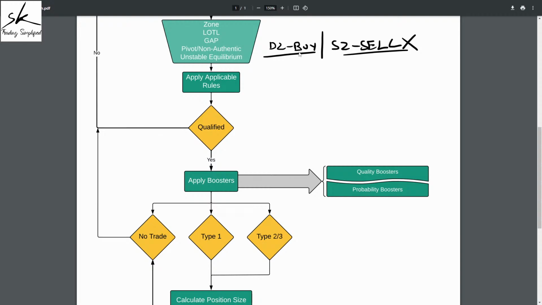Once the zone has been identified, the next step is to qualify it. And for qualification, we have a two-step process. In step 1, we'll qualify it based on certain conditions. And in step 2, we'll qualify it based on the booster scoring, where we will be understanding its quality and the probability factor. Based on these factors, we will make our decision whether we want to use that particular zone or skip that zone.